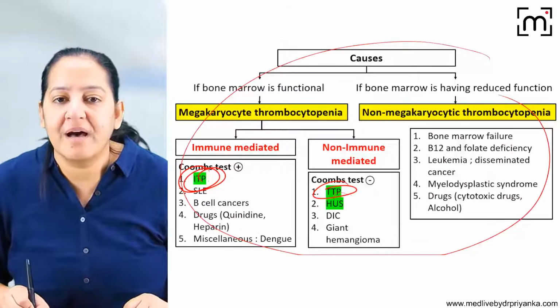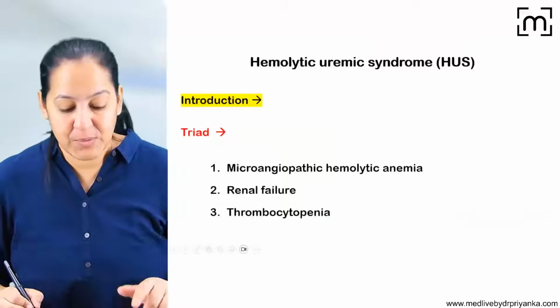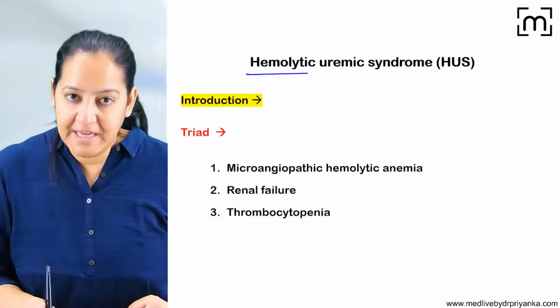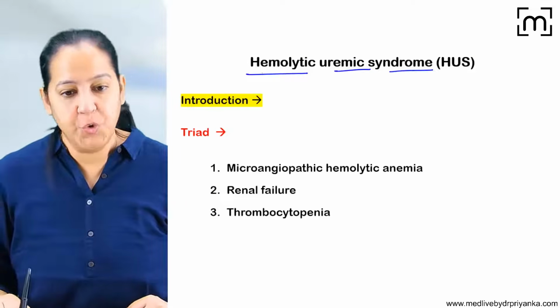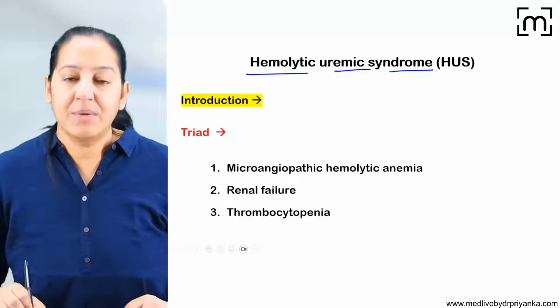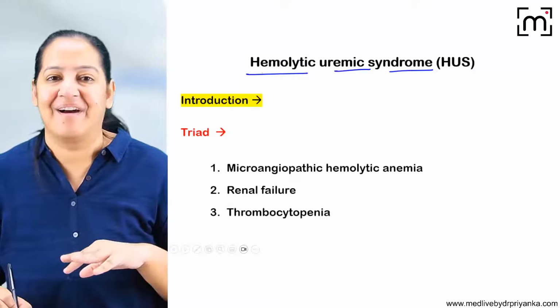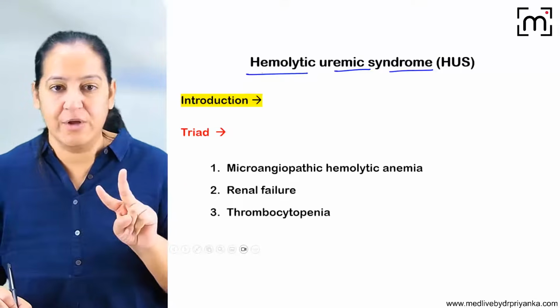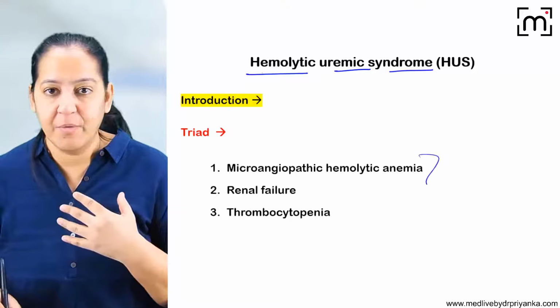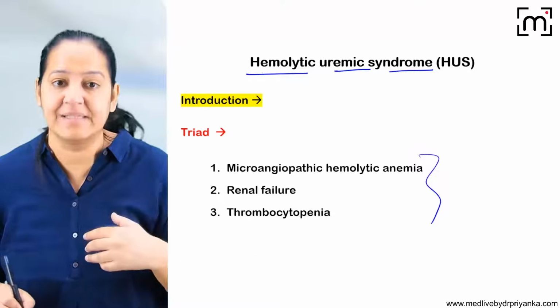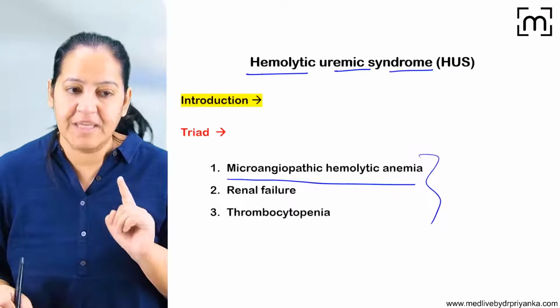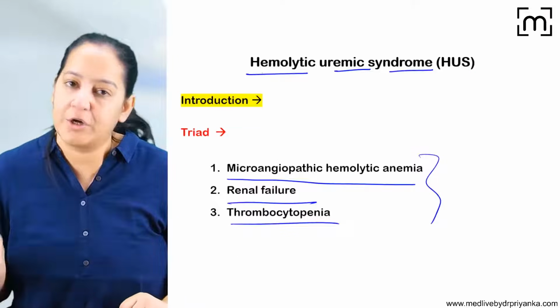Now coming to the 3rd and the last one, that is HUS. What is the full form of HUS? Hemolytic Uremic Syndrome. So here instead of Pentad, we have only Triad. From the 5 things, we will reduce 2. The neurological symptoms are removed and the fever is removed. The remaining 3 are still there: MAHA, microangiopathic hemolytic anemia, renal failure, and thrombocytopenia.